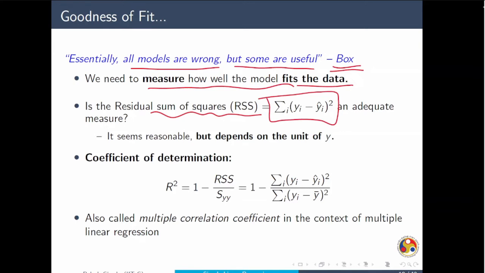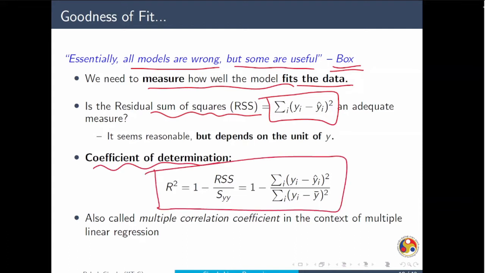So the coefficient of determination or R square is defined by these equations. This is 1 minus RSS by SYY. So SYY is the total sum of square. This is the observed minus the average value. Okay, so intuitively, you can think of this as the maximum error I can think of, and now this is the error due to the residual sum of square. Okay, and in the context of multiple linear regression, that we'll talk about tomorrow, these are called the multiple correlation coefficient.